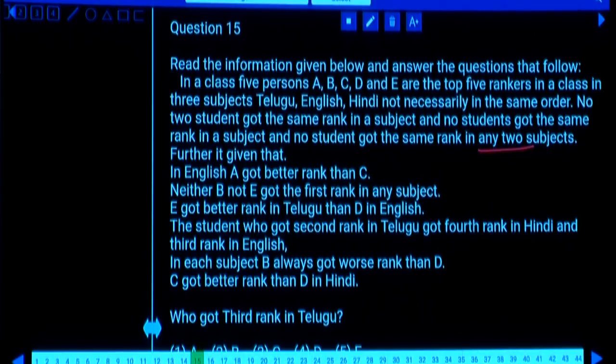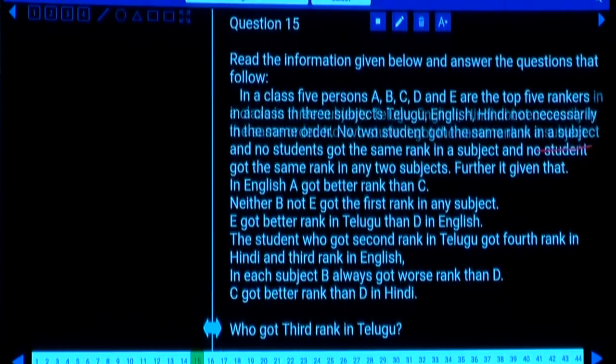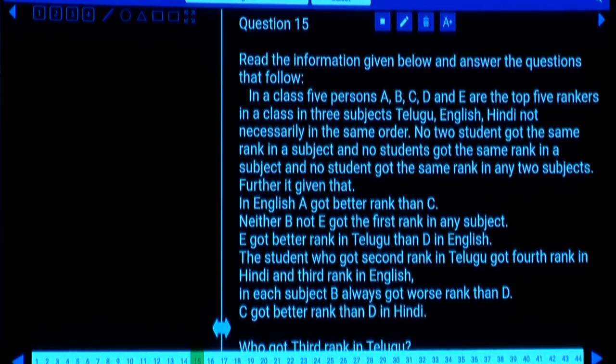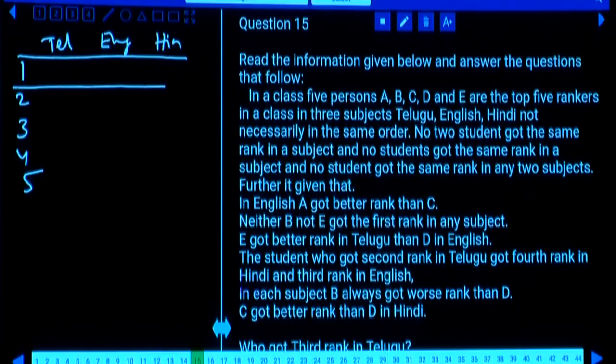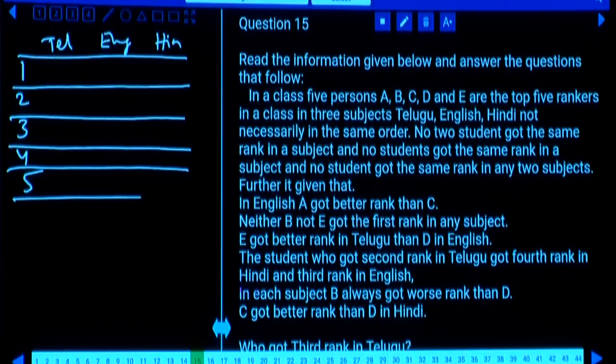A, B, C, D and E are the 5 persons. And further it is given that. Then how to draw the diagram to this one? Rankings 1, 2, 3, 4, 5. These are the rankings. And the subjects. What are the subjects? Tell me. Telugu, English and Hindi. 1, 2, 3, 4, 5. Telugu, English and Hindi.